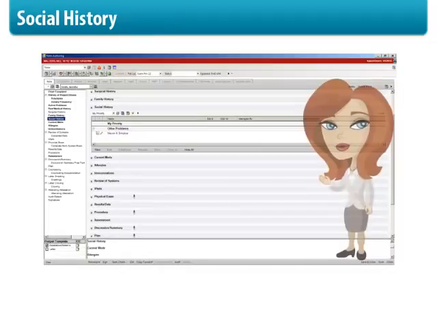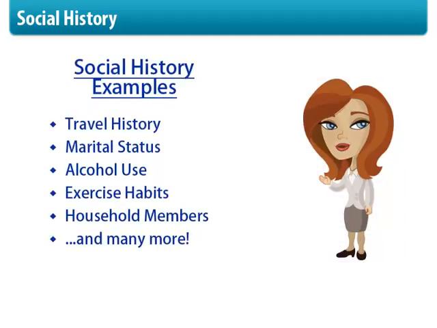In most clinics, the only social history item that is added to the patient's chart by the clinical staff is smoking status. If you would like to, you can add other social history information, including travel history, marital status, alcohol use, exercise habits, household members, and many other topics.